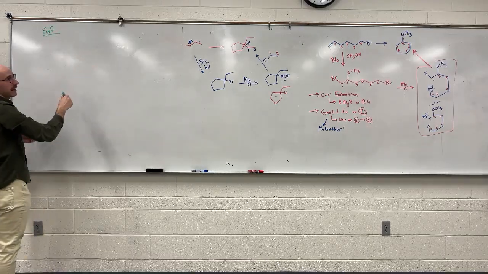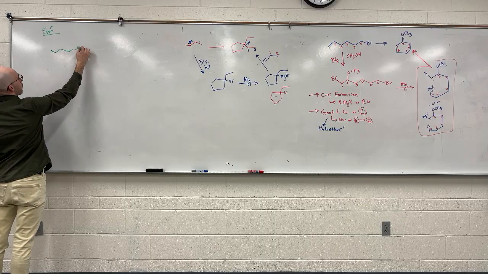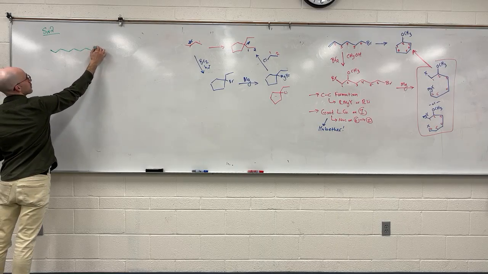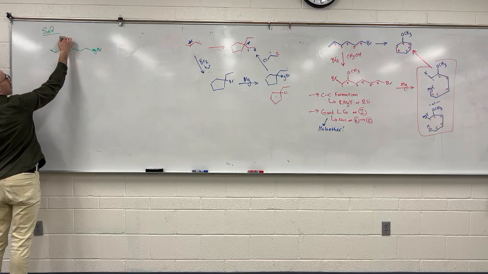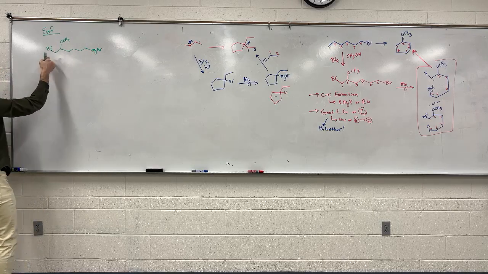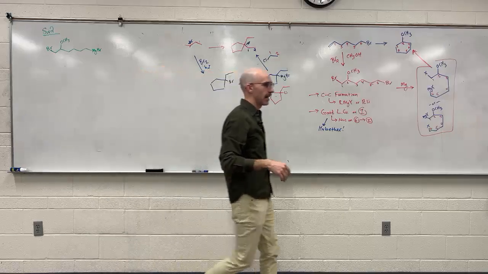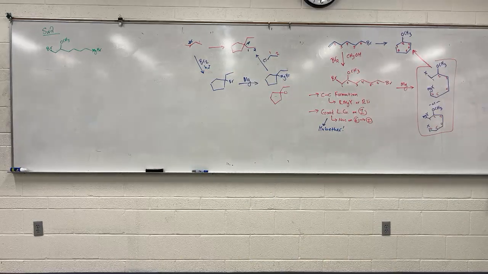Let's look at this mechanism. Let's say that I formed a Grignard on carbon 6, and my halogen remained on carbon 1. What does the SN2 mechanism look like? How many steps in an SN2 mechanism? 1. Great job, Yvonne.